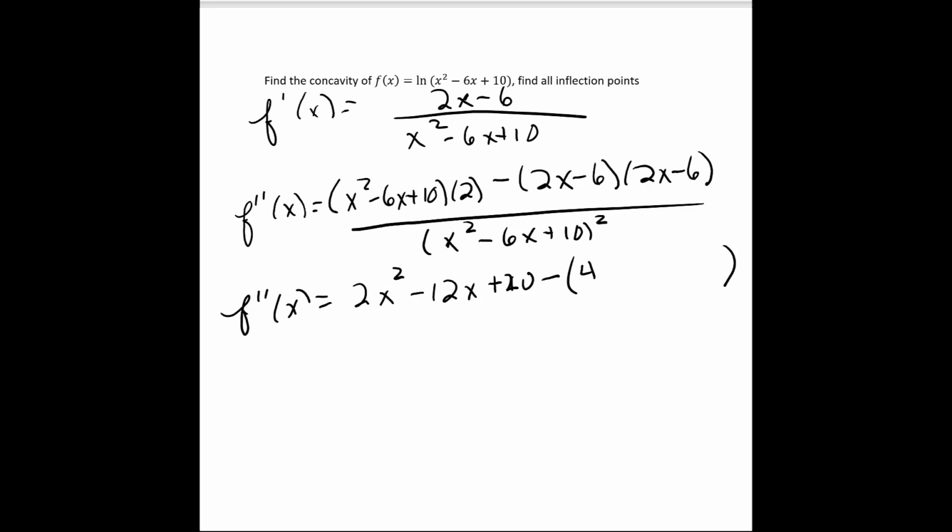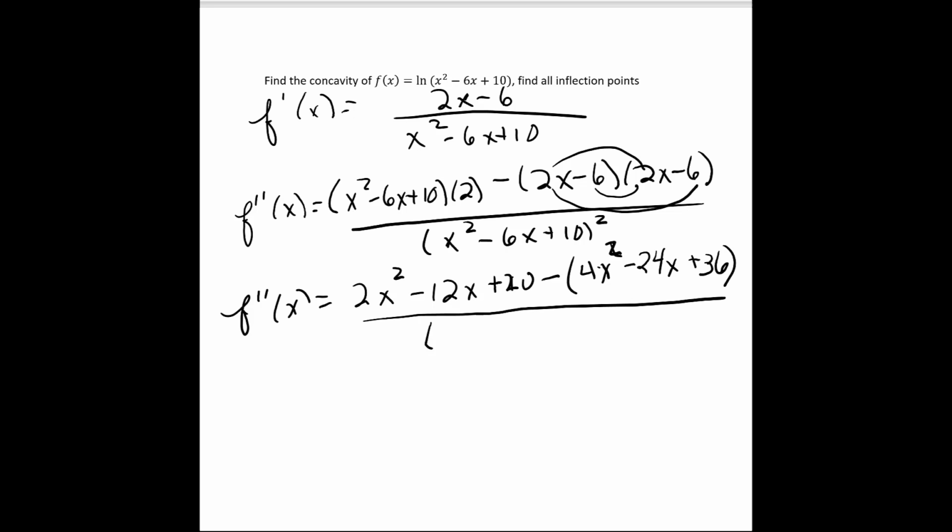2x times 2x is 4x squared. Then I have negative 6 times 2x and then negative 6 times 2x. That's happening twice. So negative 6 times 2 is 12, but I had it twice, so we're going to call that negative 24x. And then negative 6 times negative 6 is a positive 36. All over that denominator squared.